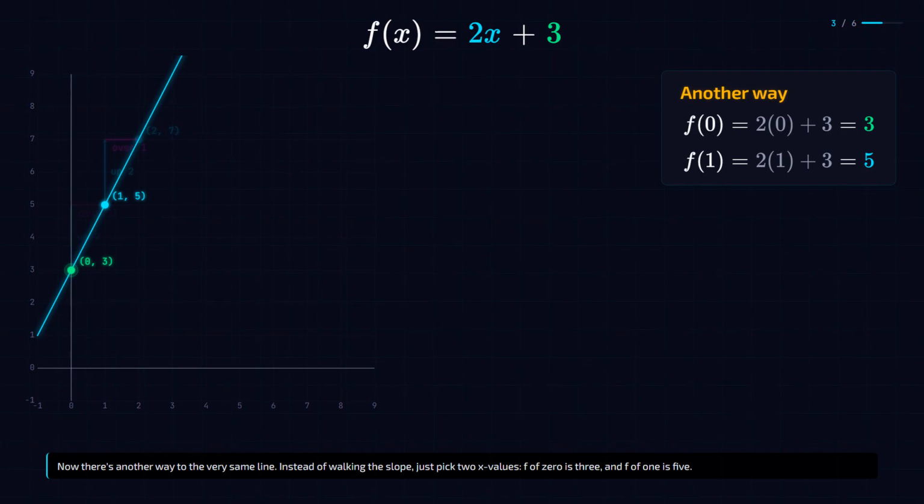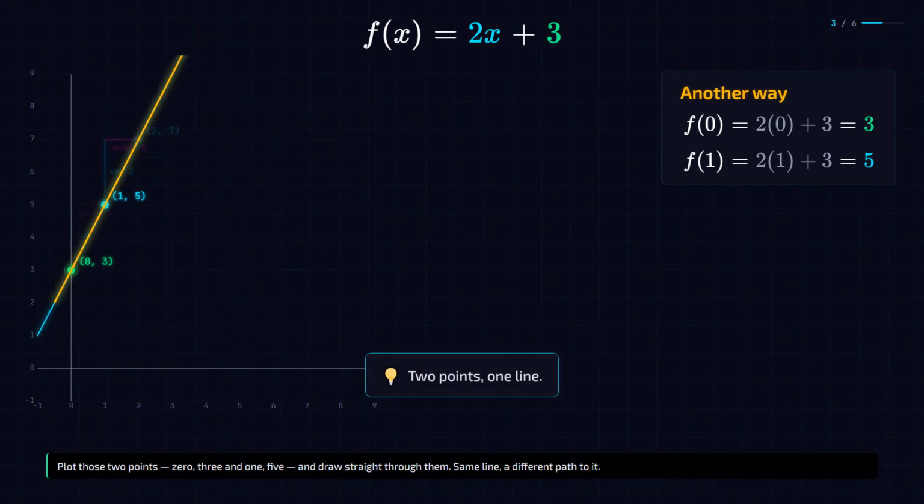Instead of walking the slope, just pick 2 x values. f(0) is 3, and f(1) is 5. Plot those 2 points, (0, 3) and (1, 5), and draw straight through them. Same line, a different path to it.